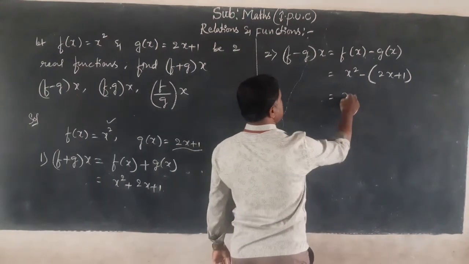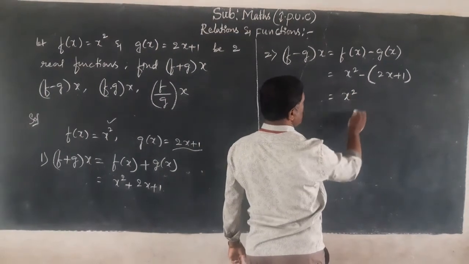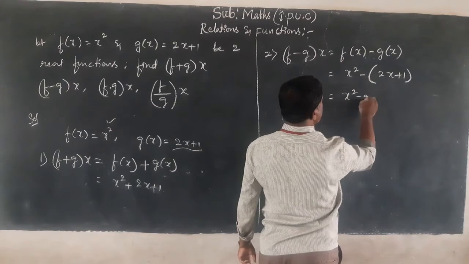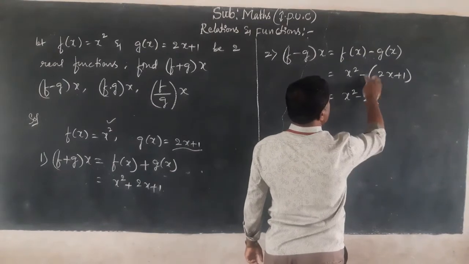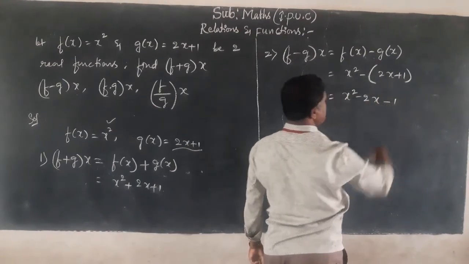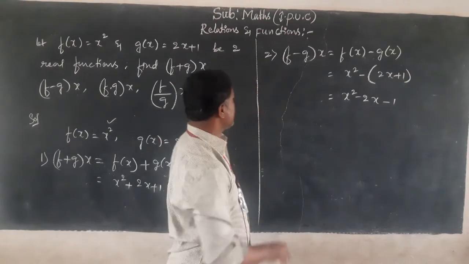Okay, children? Let us write x square as it is. Now, minus into 2x, minus 2x. Minus into plus, minus 1.